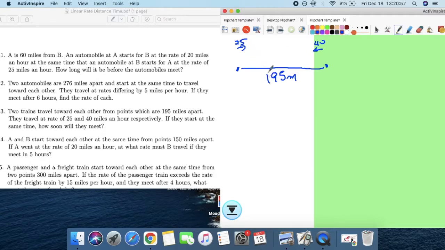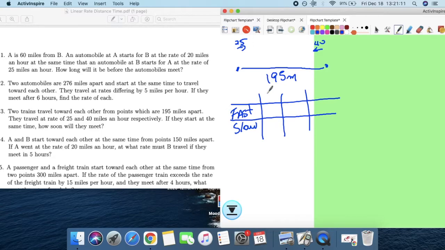So t is our unknown. Let's call this the fast train and the slow train. The fast train is going at 40 miles an hour. The slow train is going at 25 miles an hour. Time-wise, I want to know when they meet, so it's t, I don't know. And the distance is going to be the product. So it's going to be 40 times t, which is 40t, and 25 times t, which is 25t.